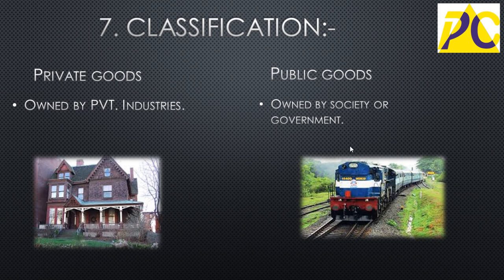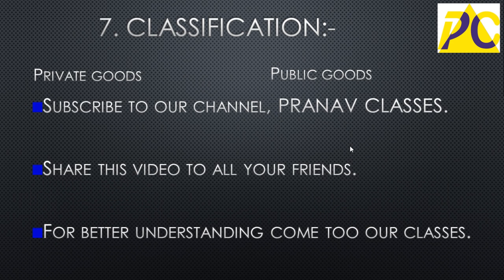Next classification, private goods and public goods. You can see the picture. You will understand that private goods are owned by private industry, whereas public goods are owned by society or government. So a house is a private good, a railway is a public good.